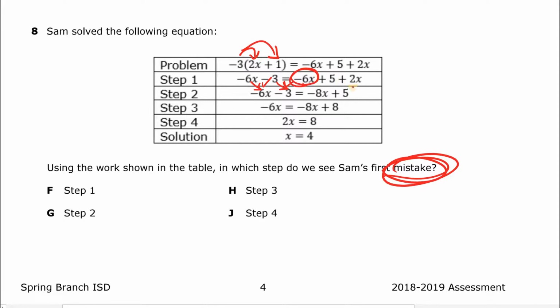Here's -6, here's +2. When we add a -6 and a +2, we should get a -4, but they just combined them as if they were both negative and got 8. So that's the error right there, which is in step 2. That's where the error showed up. So the answer is G.